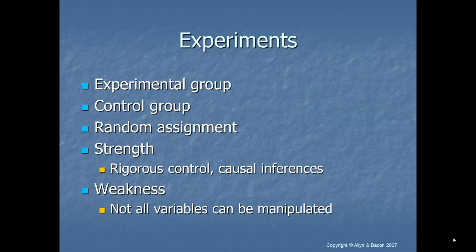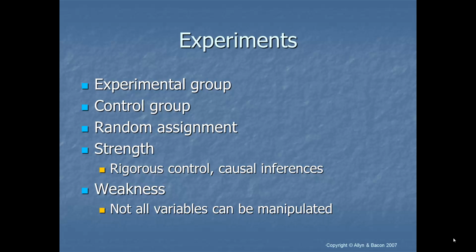And so in experiments, you want as much control as you can. You want a group that gets a manipulation, the independent variable manipulation, and a group that doesn't. You want to make sure that the people or animals, whoever's participating, are randomly assigned to the experimental or control group. No one can pick what group they're in. And when you do that, if you have rigorous control, you can make causal statements. Hey, A did cause B.